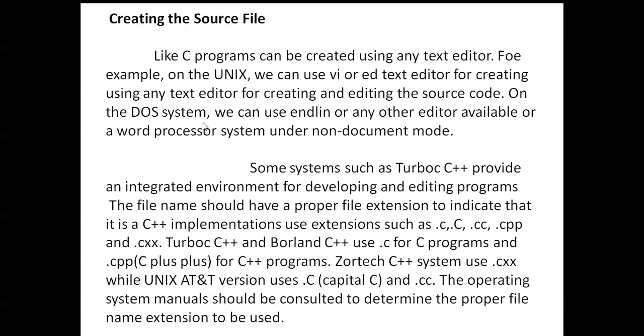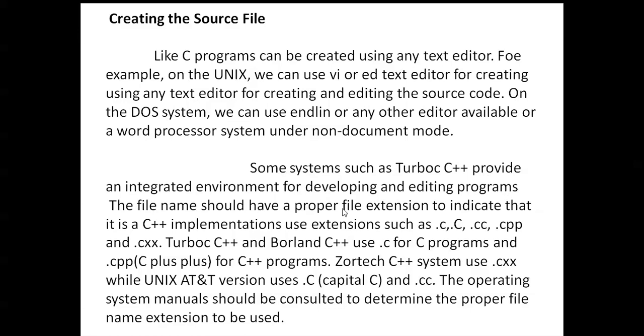Okay, creating the source file. How can we create a source file in C++? Listen here, like C programs, C++ programs can be created using any text editor. For example, on Unix we can use the vi or ed text editor for creating and editing the source code. On DOS, we can use EDLIN or any other editor available, or a word processor system under non-document mode. Some systems such as Turbo C++ provide an integrated environment for developing and editing programs.